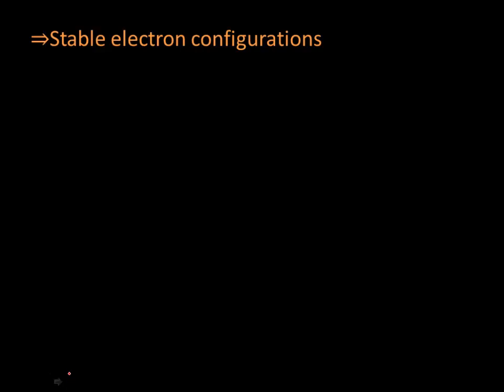We're going to review a little bit on stable electron configurations, and then we're going to get into some ionic bonds and some electron dot diagrams. Now, some of this is review and some of it's not, so please pay attention as we go along.